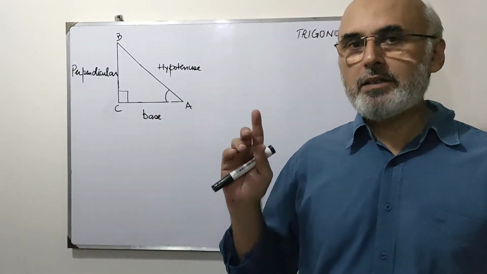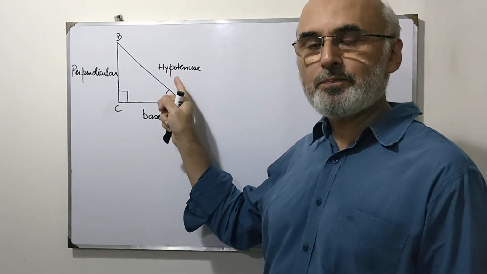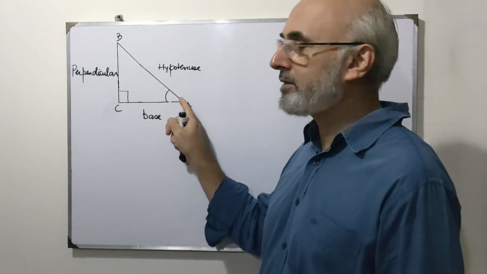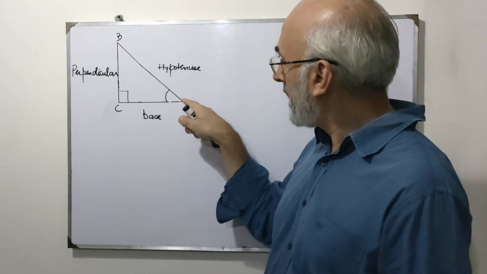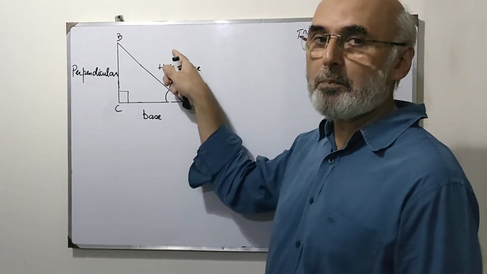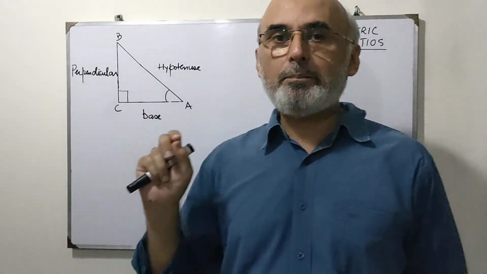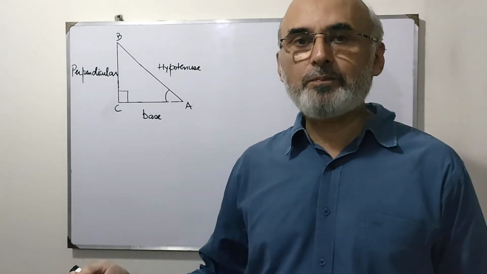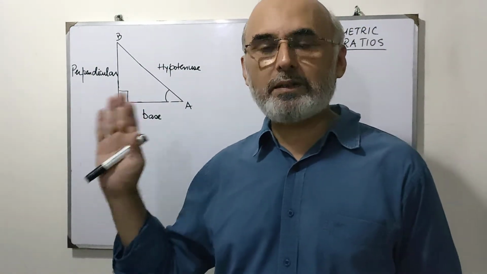What we studied in Pythagoras theorem: the side opposite to 90 degree is hypotenuse. Then we have another angle over here, A. The side opposite to this angle is perpendicular. This angle A has two adjacent sides, one is hypotenuse and one is base, right? This was what we did in Pythagoras theorem, and the relationship was hypotenuse square is equal to perpendicular square plus base square. So that was all about the Pythagoras theorem.